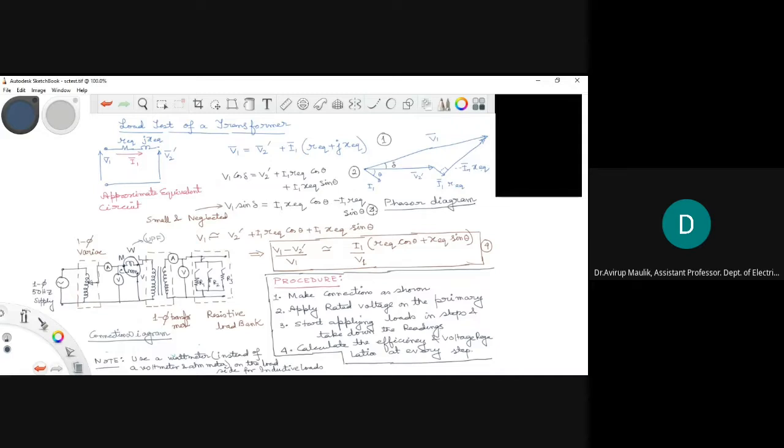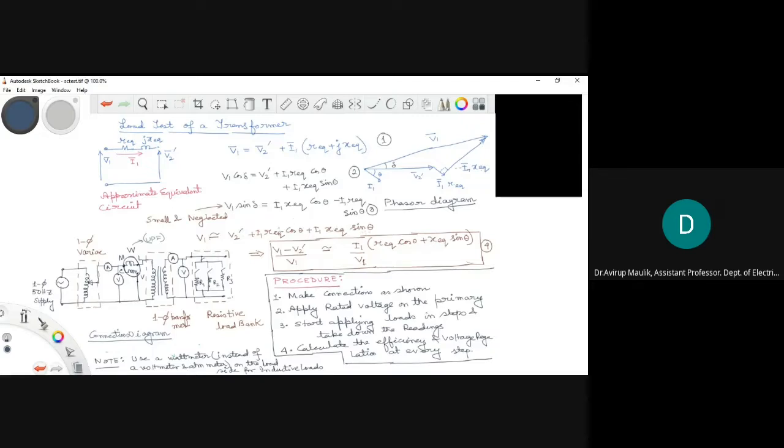Now, normally, under normal operating conditions, this angle delta is very small, so that this term V1 sin delta is often neglected in calculation, and V1 cos delta is approximated as V1, which is equal to V2 prime plus I1 R equivalent cos theta plus I1 X equivalent into sin theta.